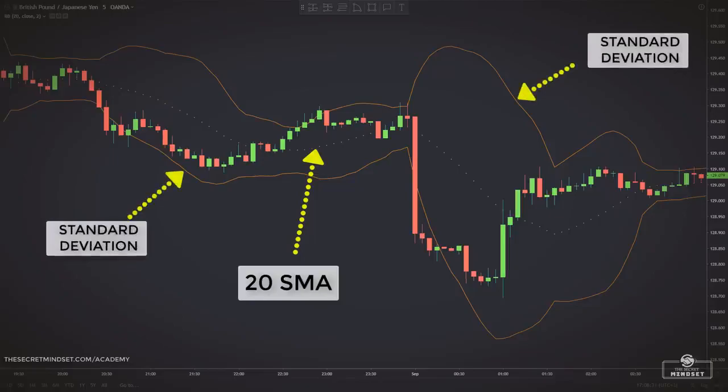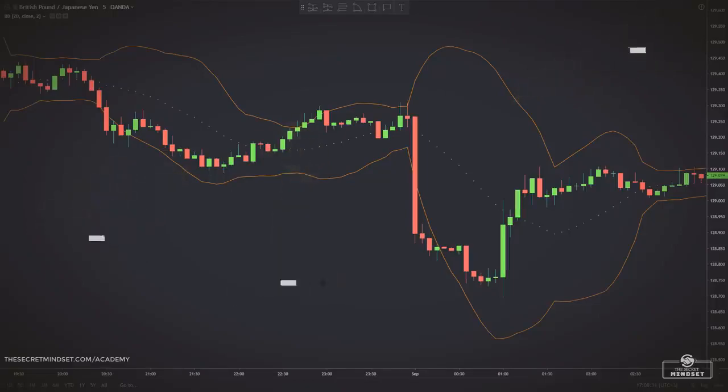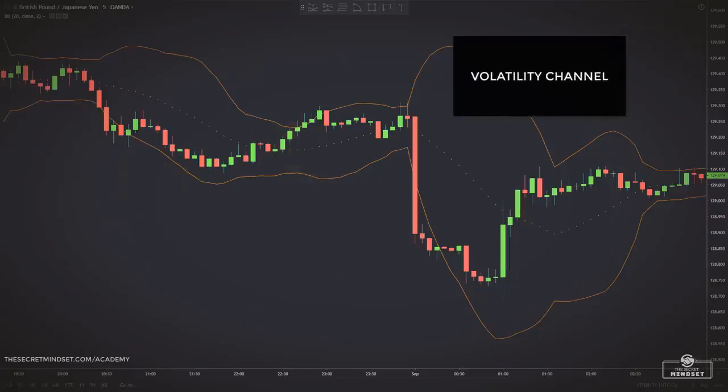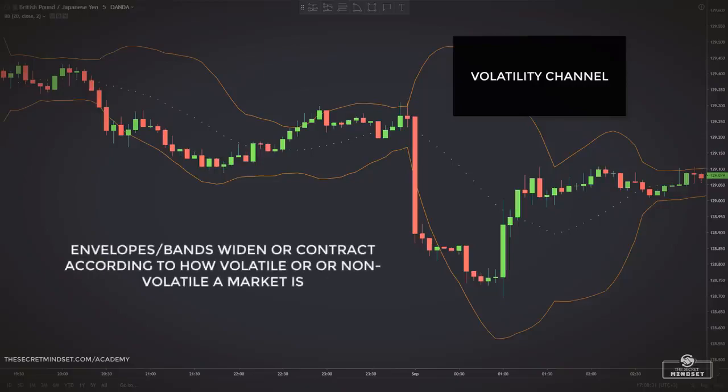Bollinger Bands use a statistical measure known as the standard deviation to establish where a band of support or resistance levels might lie. This concept is also known as a volatility channel. A volatility channel plots lines above and below a central measure of price. These lines, also known as envelopes or bands, widen or contract according to how volatile or non-volatile a market is.